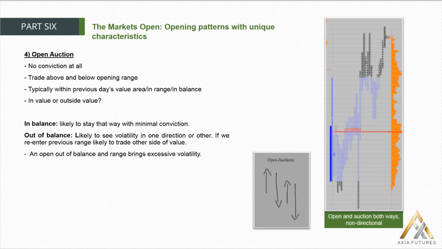So note again, when we're in balance, it's likely to stay that way for some period of time with minimal conviction. So straight away, you've got to say to yourself, if the market opens well within balance and we see quite a lot of two-way trade, we can take on strategies looking to extend above and below the opening price. Equally, if we open out of balance, we can see the same sort of open, just with a little bit more volatility, and again trading both above and below the opening price. So that is pretty much our open auction.